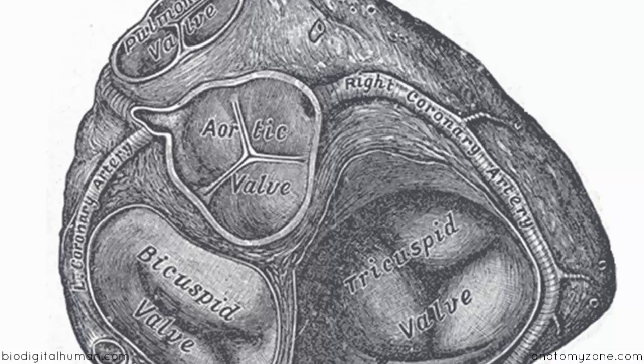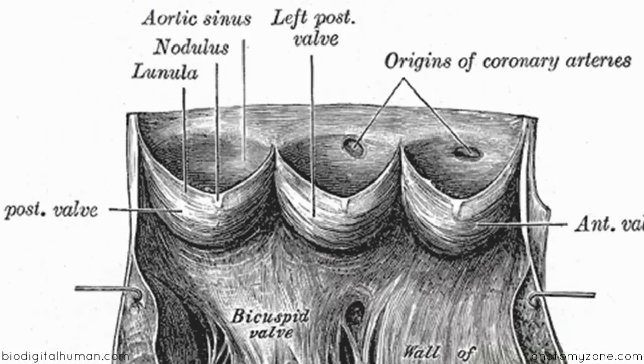So just coming again to this horizontal section of the heart, you can see the aortic valve here with its three cusps. So you've got these right, left and posterior cusps, and you can see the opening of the left coronary artery into the left cusp, and you can see the opening of the right coronary artery into the right cusp. So this diagram here shows nicely the configuration of the aortic valve.